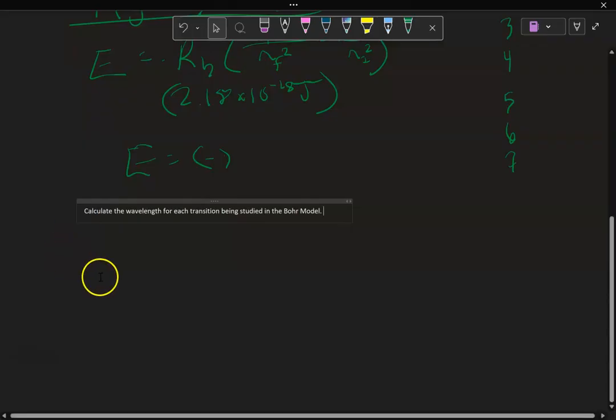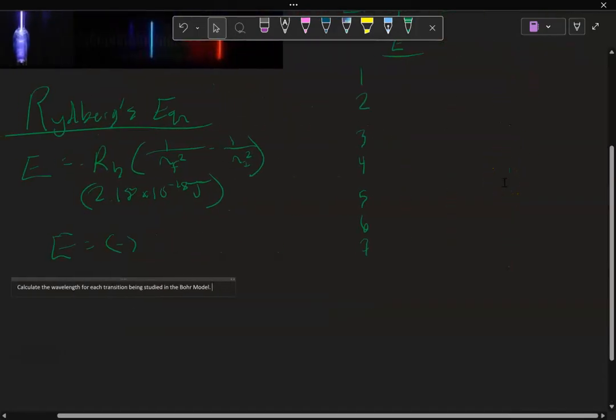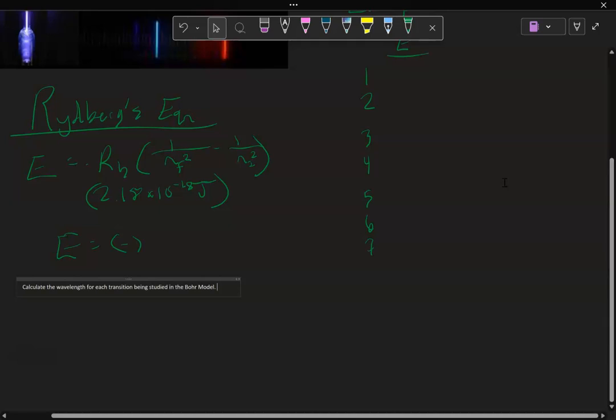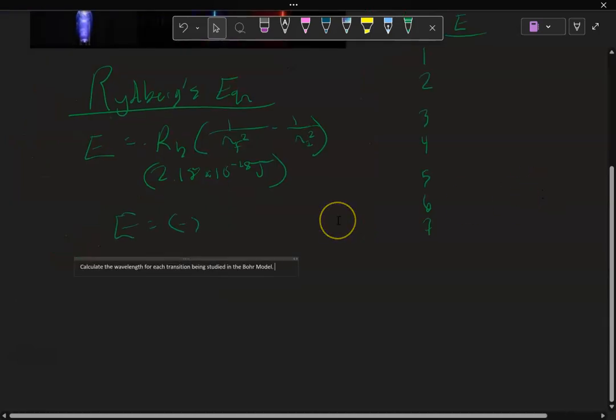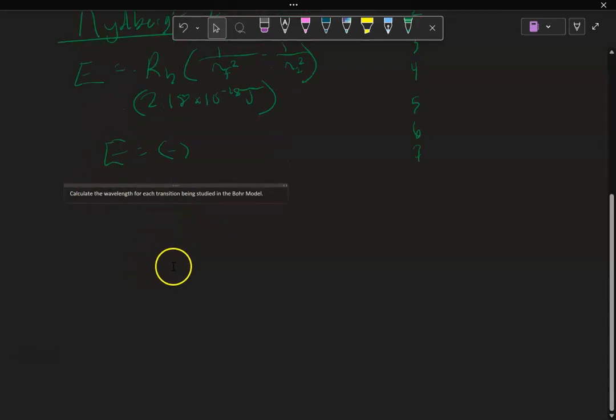Okay, so now these transitions, again, they're going to be from like 7 to 6, 7 to 5, 7 to 4, 7 to 3, 7 to 2, 7 to 1, and then it'll go to 6 to 5, 6 to 4, 6 to 3, and then it goes to 5 to 4, 5 to 3, 5 to 2, and it goes all the way down. You have this sort of pyramid that you're going to form, and so each of these energy values that you're going to calculate can then be used to calculate what the wavelength and the frequencies are.